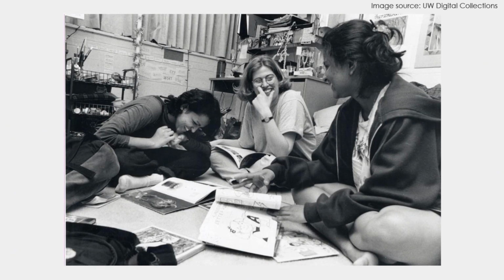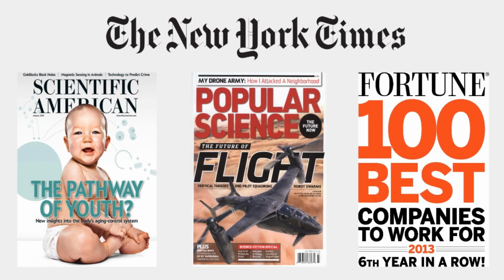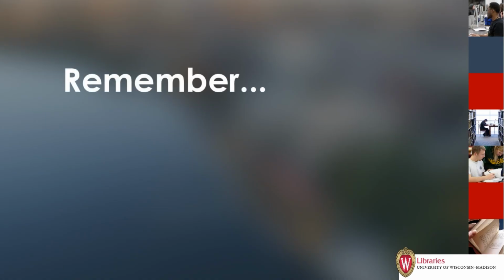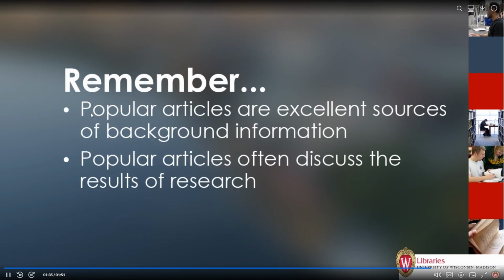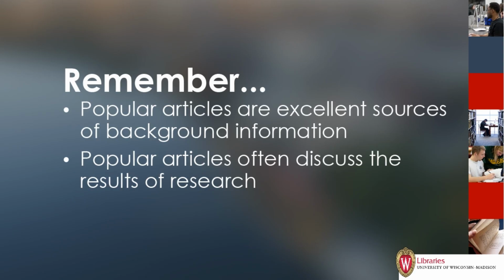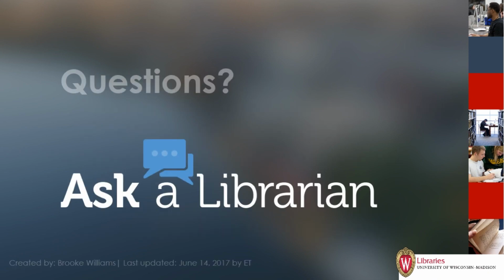There are many places to find popular articles. Many publications such as the New York Times, Scientific American, Popular Science, or Fortune magazine have their own websites. The UW-Madison libraries also have access to several databases that include popular articles. Remember, popular articles are excellent sources of background information, as well as stories and opinions that can make your project more interesting. Popular articles often discuss the results of research in a way that is easier for the general public to understand. You can find popular articles through Google, on individual publications' websites, or by searching in a library database.